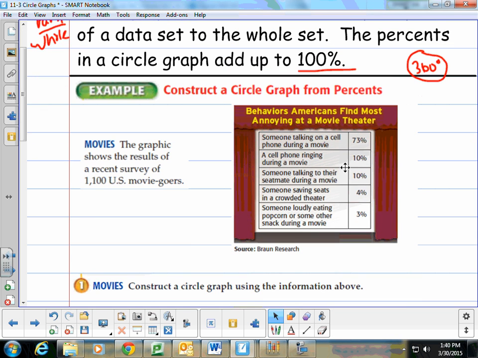So if you construct a circle graph from percents, if you're given data, in this case annoying behaviors at a movie theater, 73% of people think someone talking on the phone is annoying, whereas only 3% say that someone eating loudly on a snack is annoying. And this is out of a survey of 1,100 people.